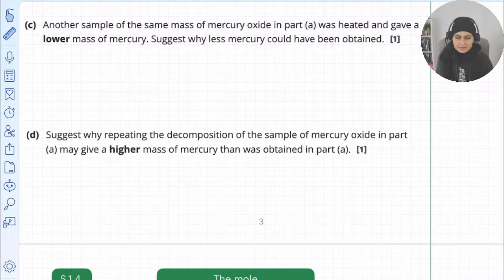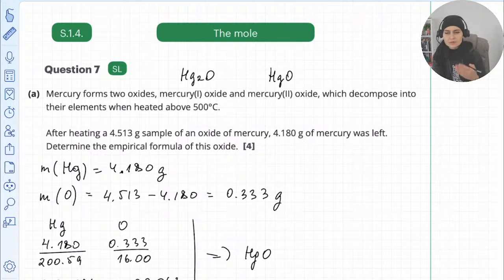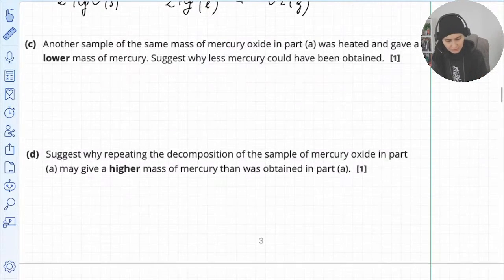It's possible that mercury oxide hasn't fully decomposed. I think that's the most common reason, because what did they do? They just heated it, and they got mercury. Because it's liquid, we definitely see when the oxide has turned into a metal. So I would say it's just 1 mark. Let's just say that it was incomplete decomposition. Some oxide has been left. Not all oxide decomposed.